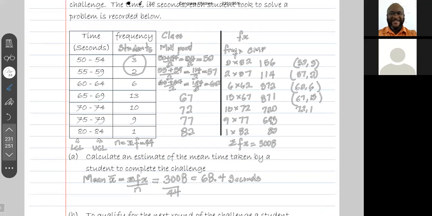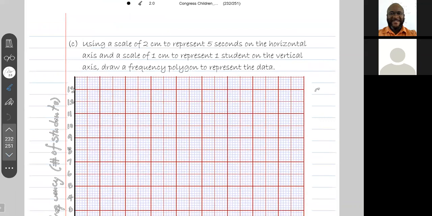72, 10, 77, 9, and 82, 1. This is class midpoint, and this is frequency. So 52, and then we have 3. So we have 52, 3.